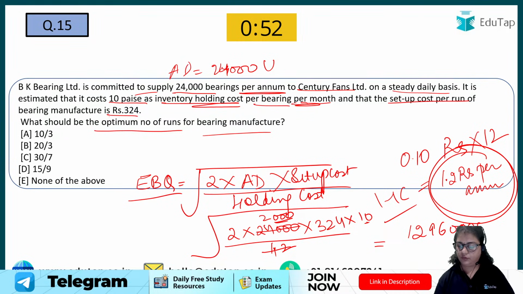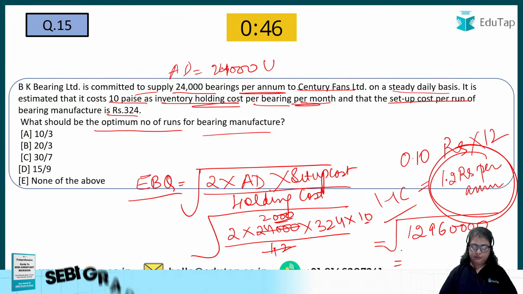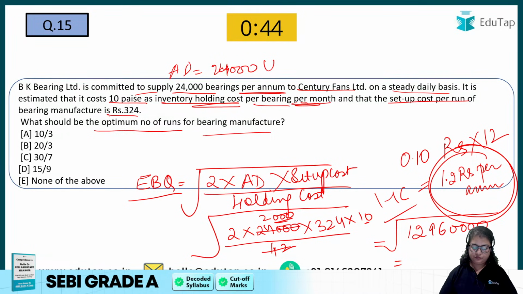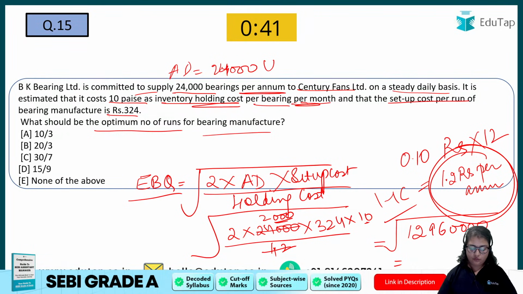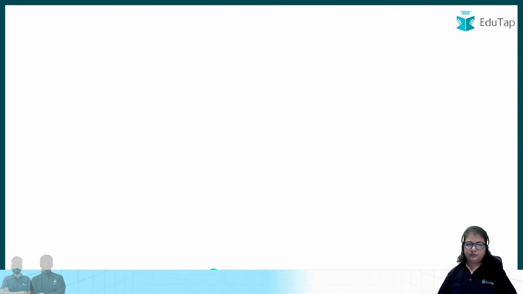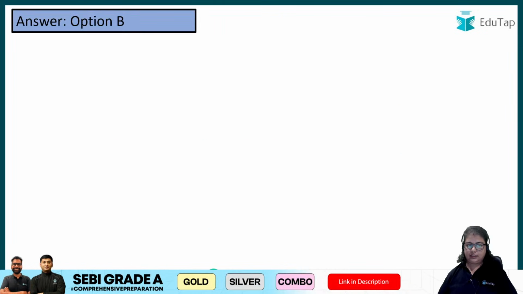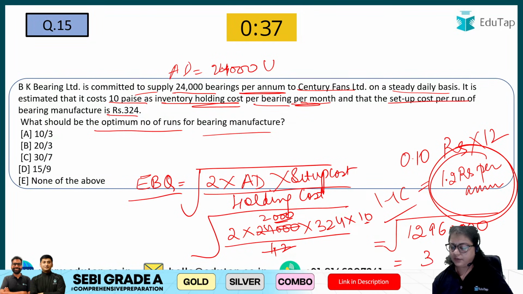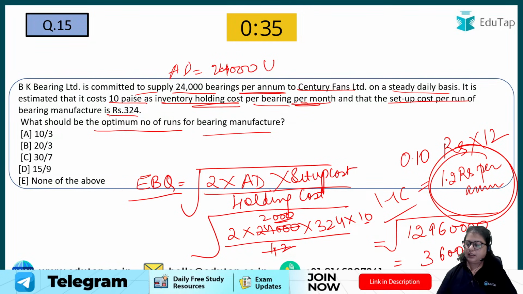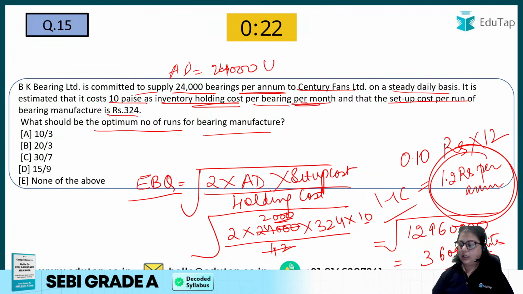So quickly tell me what is the EBQ here. The root of 1296 and 0000. It is 3600. You can also find it out by taking the square root of 1296 and four zeros. So 3600 units is my economic batch quantity. That means in one batch I should produce 3600.